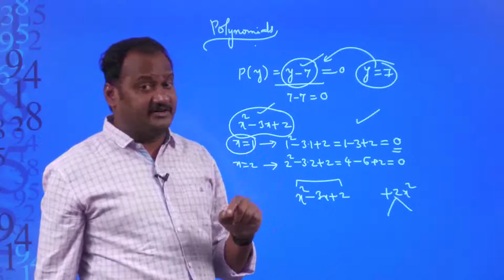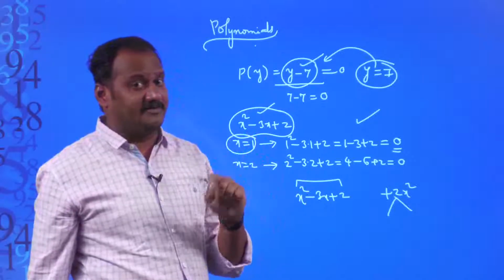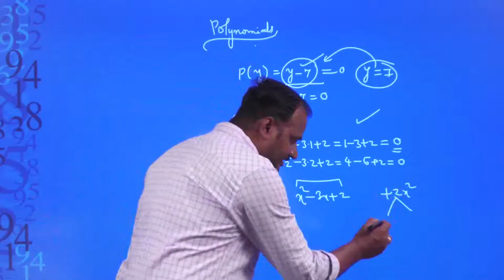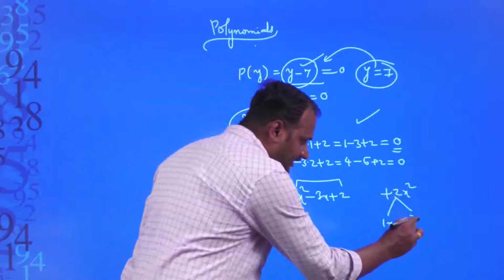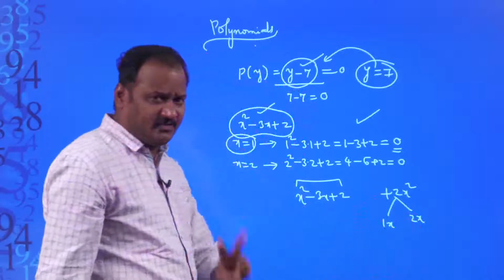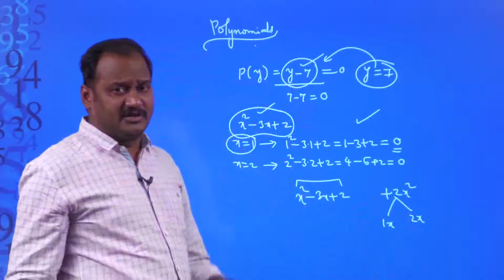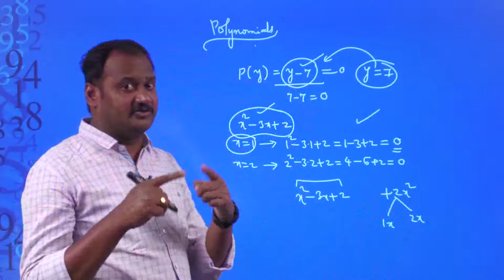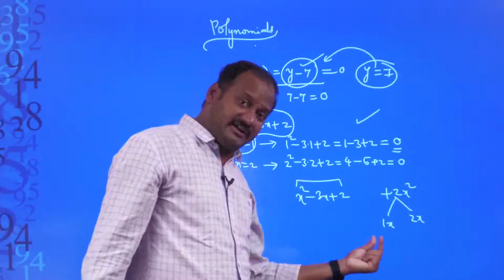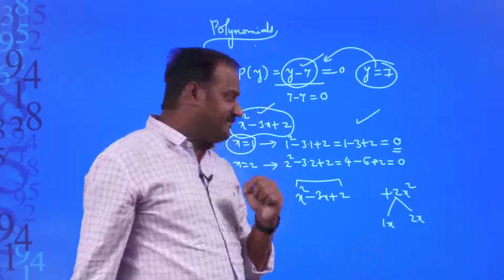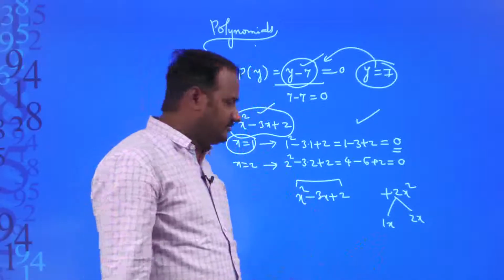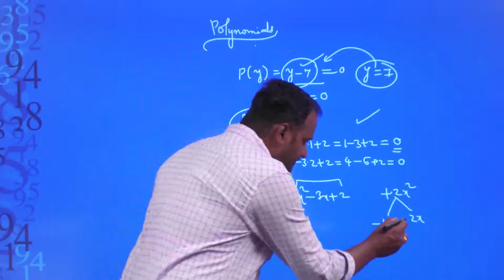When you add 1 and 2, you will get 3. When you multiply 1 and 2, you will get 2. So the factors of 2x square are 1x and 2x. But see here, the product is positive. When the product of two terms is positive, either both of them are positive or both of them are negative. So can I put positive signs for both of them, or negative signs for both of them? That depends on the sign of the middle term. Here the sign of the middle term is negative, so I should put negative signs for both the terms.